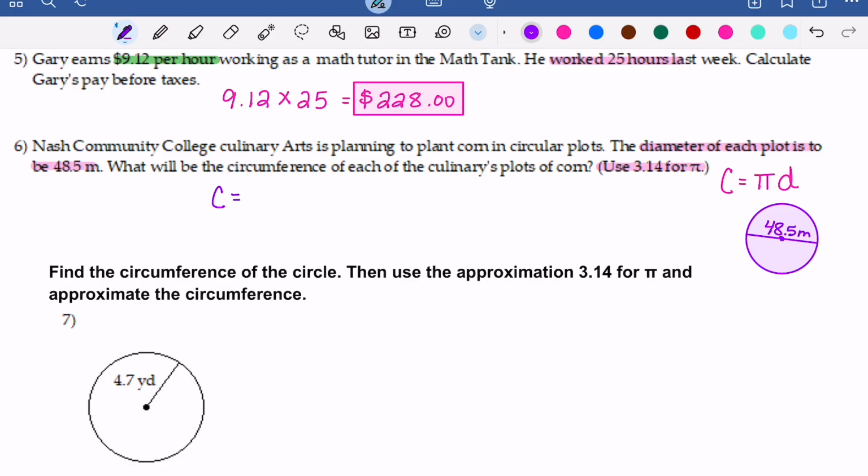So the diameter is 48.5 meters, okay? So circumference is pi, and we're going to use 3.14, times the diameter, which is 48.5 meters. And then we could put that in our calculator, and we would get 152.29 meters.